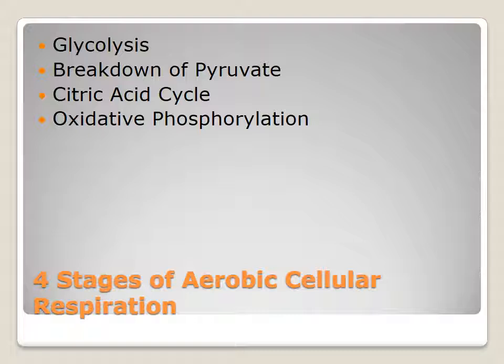There are 4 steps to this process. You get these 4 steps, you are set and golden. Glycolysis, the breakdown of pyruvate, the citric acid cycle, otherwise known as the Krebs cycle, and oxidative phosphorylation. Let's take that over. So glycolysis, breakdown of pyruvate, citric acid cycle or the Krebs cycle, and oxidative phosphorylation.